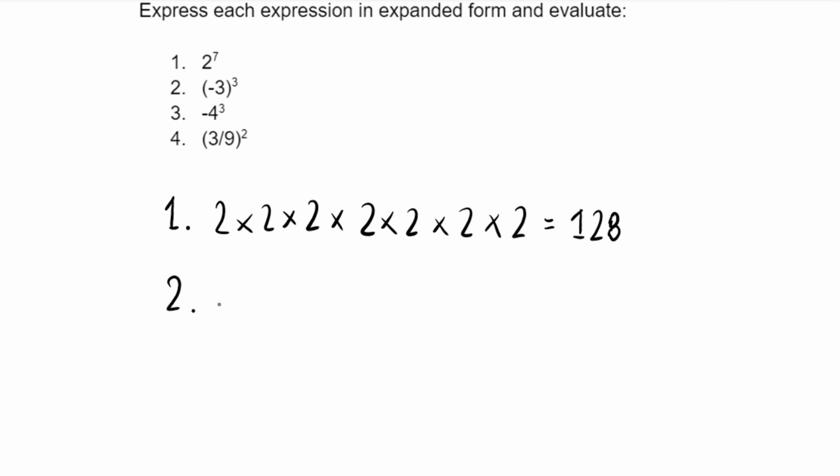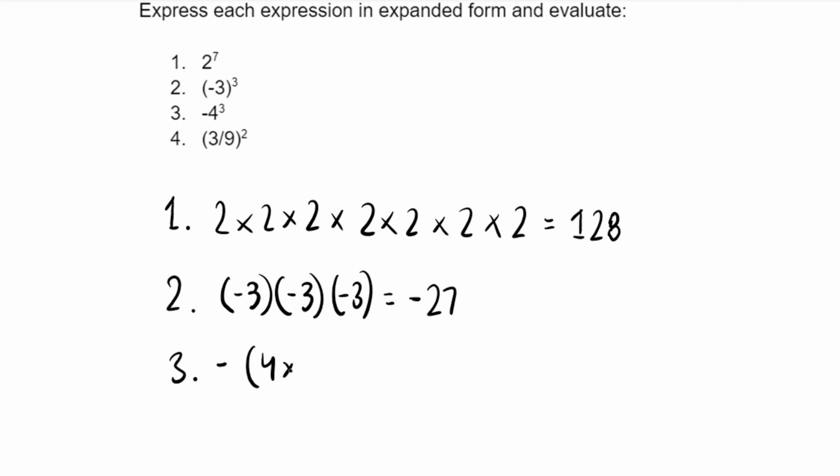Now for the second question, it's negative 3 in brackets to the power of 3, meaning negative 3 times negative 3 times negative 3. Now here we have negative 27. Here we have negative 4 not in brackets to the power of 3, meaning we leave the negative on the outside, and we do 4 times 4 times 4, which would give you negative outside the brackets, 64, and then we could just multiply the negative onto the 64.